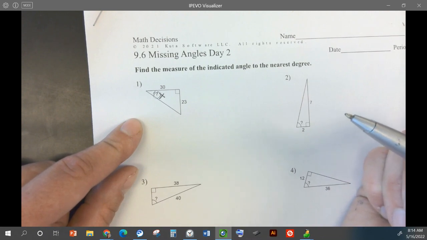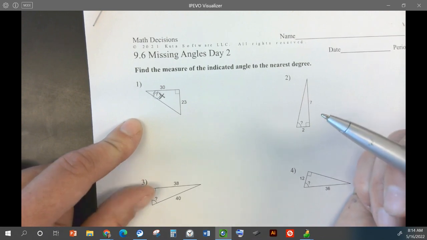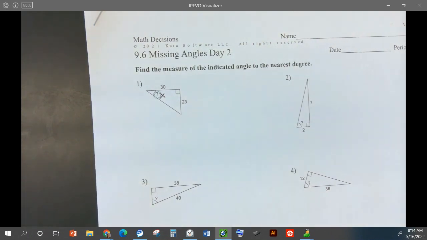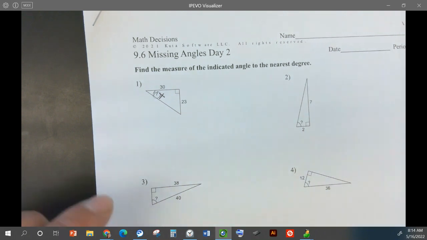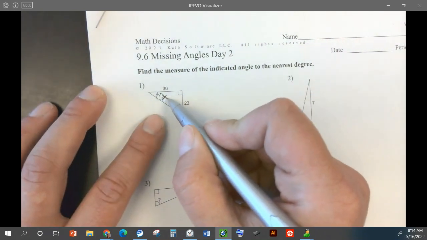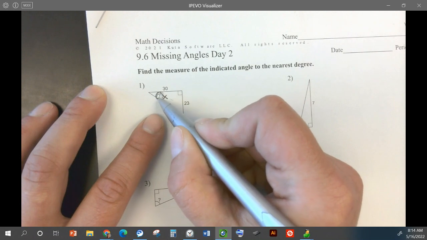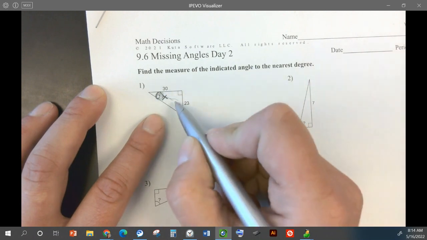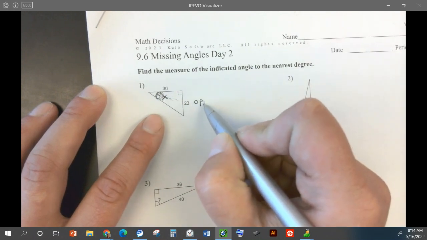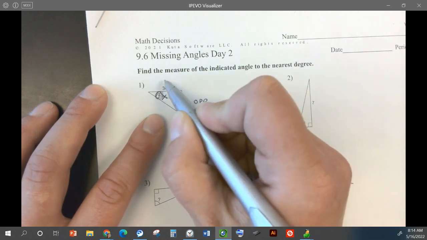Do you remember? What have we been doing a lot of? Have we been labeling the sides? Okay, so let's label the sides first. So we have the one opposite of this angle. We're using the angle we're looking for. This one's opposite of that angle. And this one would be adjacent.